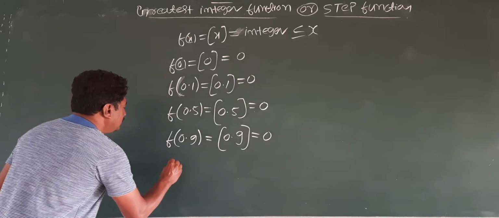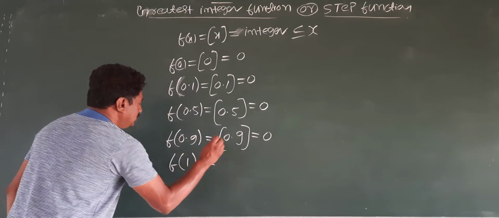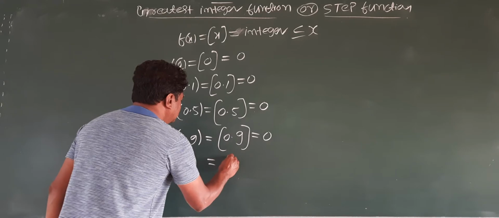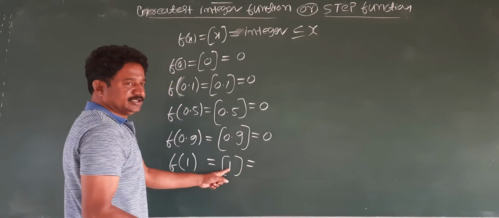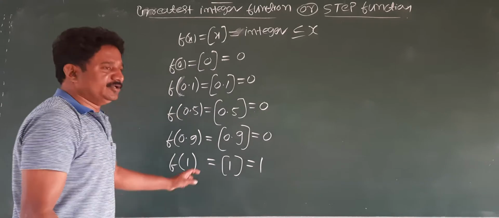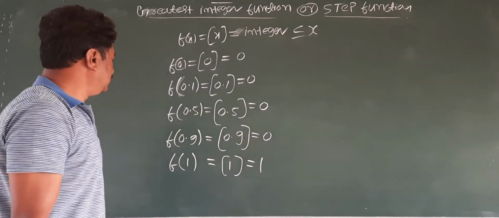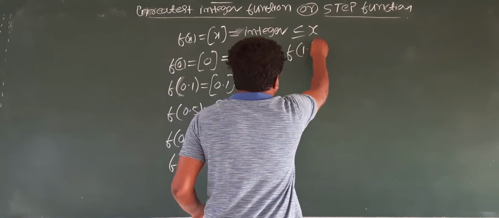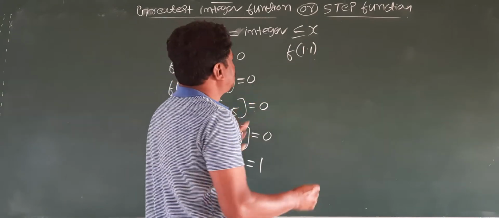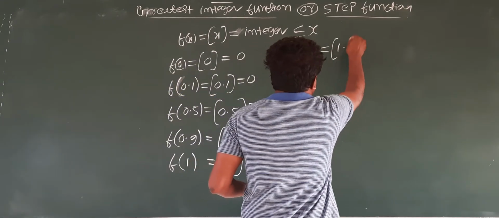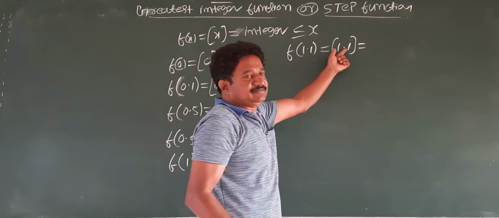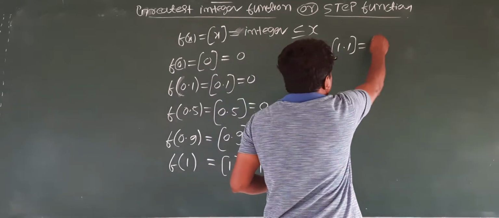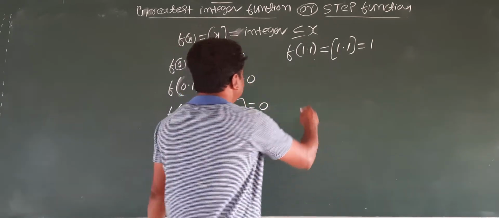So write f of 1. Tell me f1. It is 1. Integer means integer. If it is an integer, you write the integer. Next, write f of 1.1. Tell me that. So 1.1 is not an integer, it is a decimal number. If it is a decimal number, you write an integer less than that. How much will it be? It should be 1.